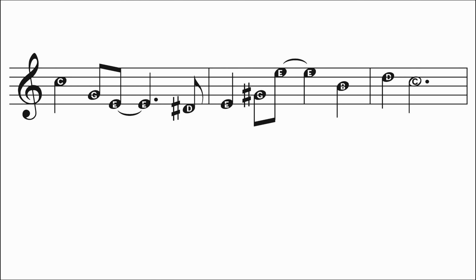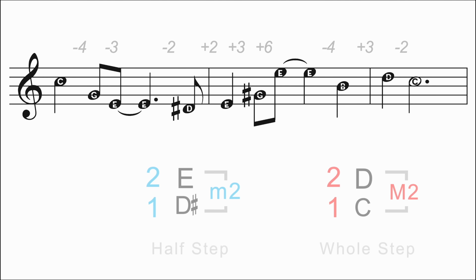So let's practice this in context with a melody. And this is the melody we had in the first video when we were just looking at interval size. So I'm going to put up the interval sizes here that we had from the first video. And now we're going to unpack the intervals from smallest to largest and see what kind of interval size they are. And now that we know interval size, we're going to look at interval quality as well.